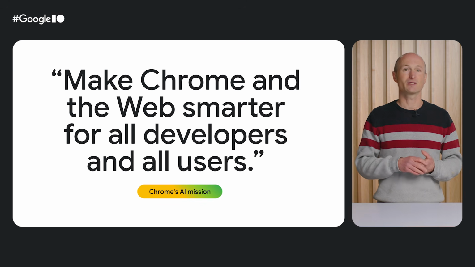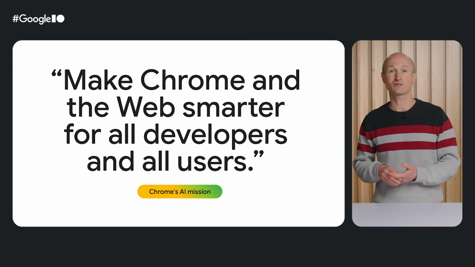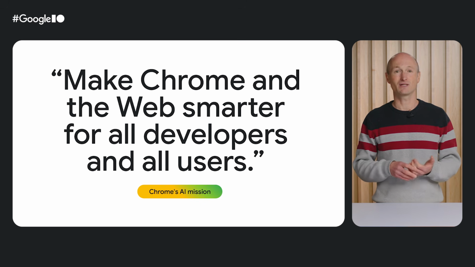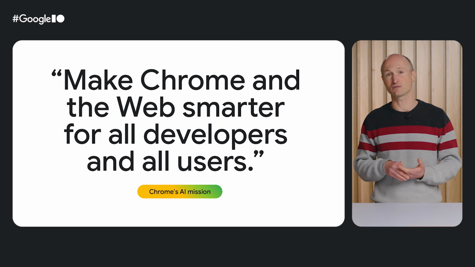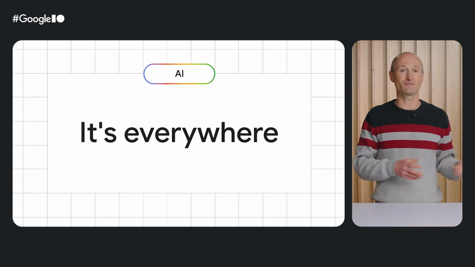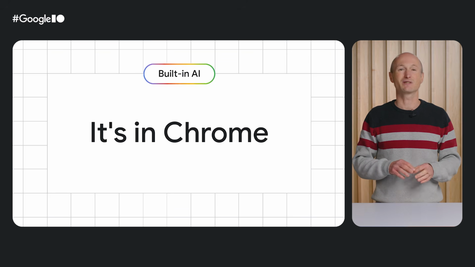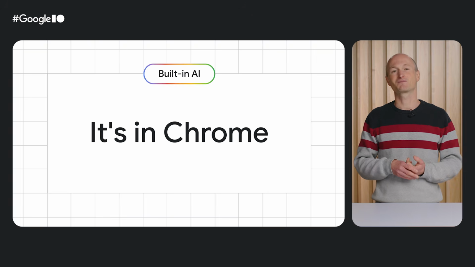And all users means democratizing access to AI for all users, not just those with access to the latest ultra high-end devices and services. One thing in 2025 is certain: AI is everywhere. And when AI is everywhere, then of course it's also in Chrome. It's actually not just in Chrome, it's built right into Chrome as built-in AI.